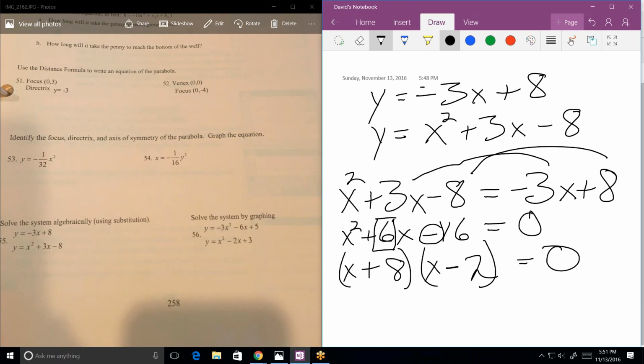And then I want to check it to make sure I got the right middle term. This is the O and the I of FOIL, and that gives you the middle term of plus 6x, which we can see is correct. Therefore, we have factored it properly. What's my solution? X equals minus 8 or 2. Good. Cool.